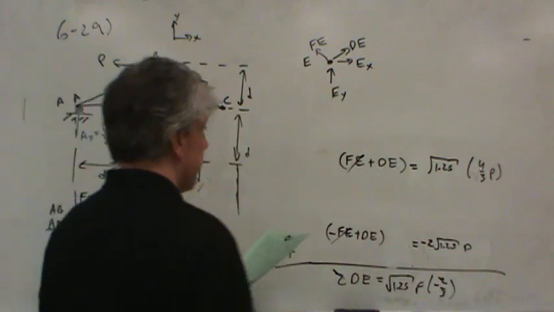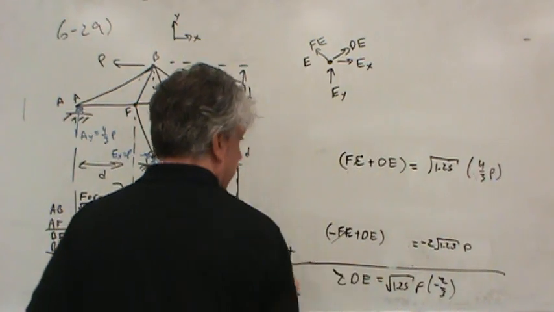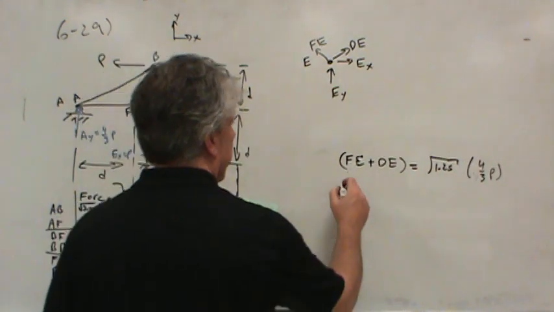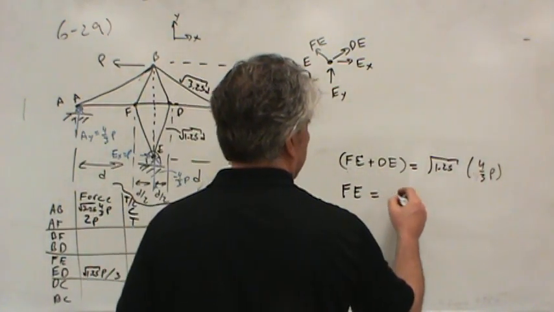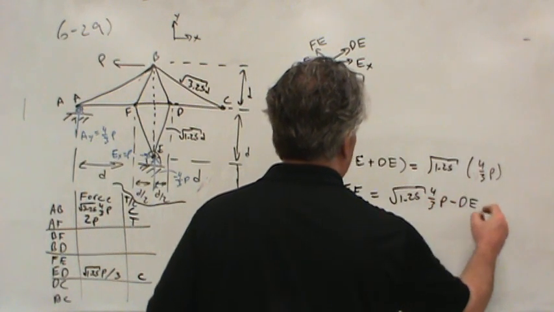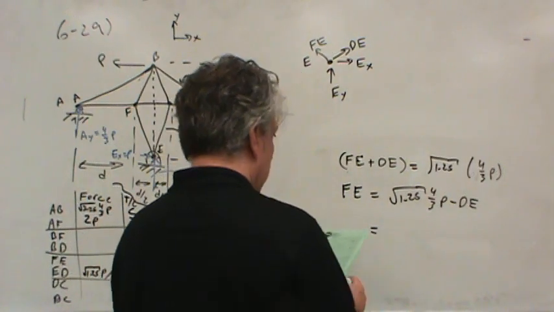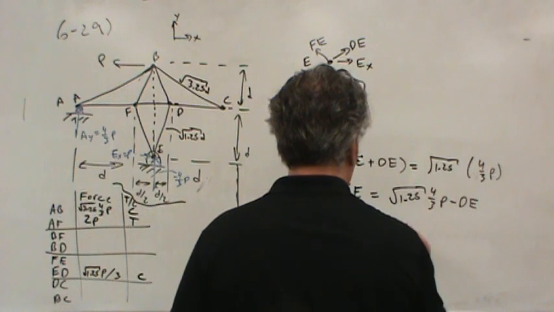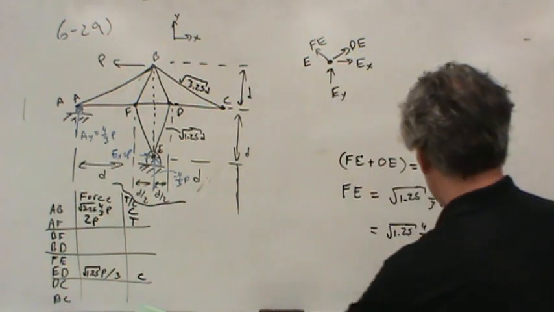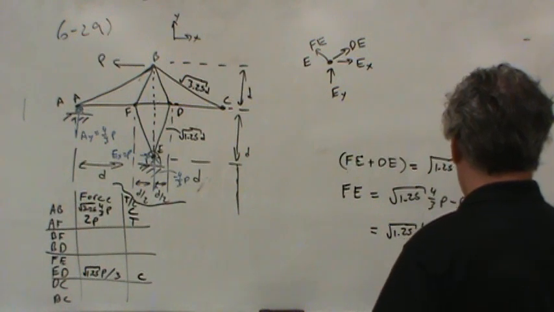However, now that we've done that, now that we know the magnitude of DE, notice I canceled these because I added the 2. Now what I could do is simply plug in the known value of DE to solve for FE. So FE would be equal to root 1.25 times 4/3 P minus DE. All right, so let's see what we get. Root 1.25 4/3 P minus DE is compressive. So that would be negative root 1.25 P over 3.